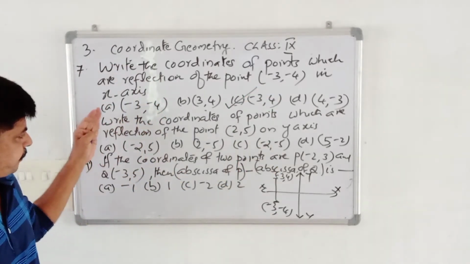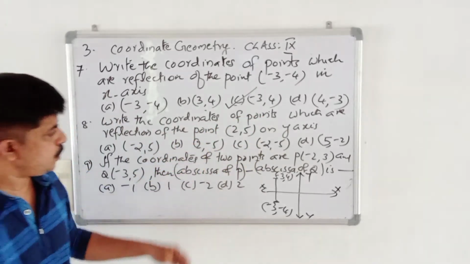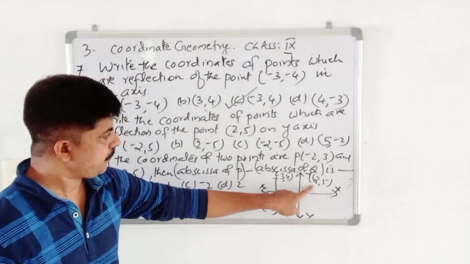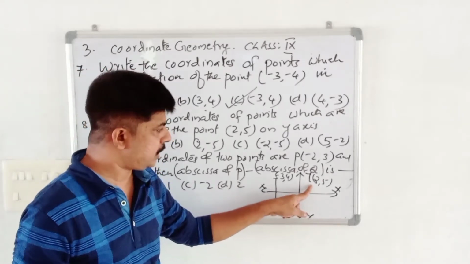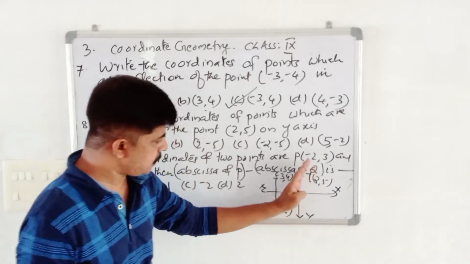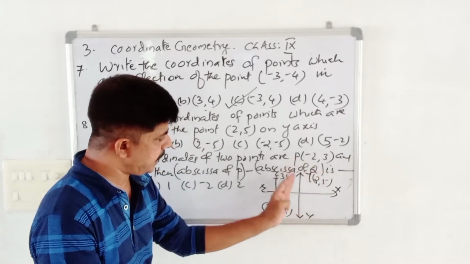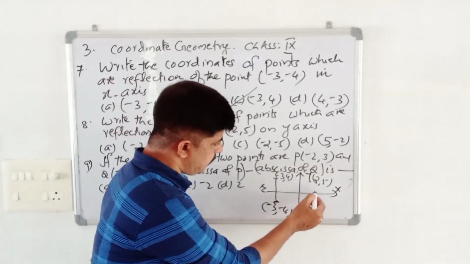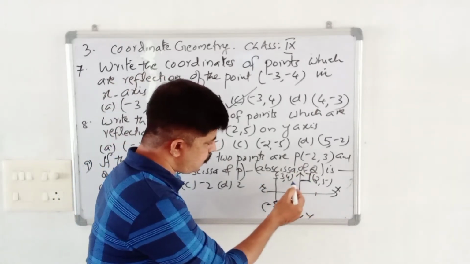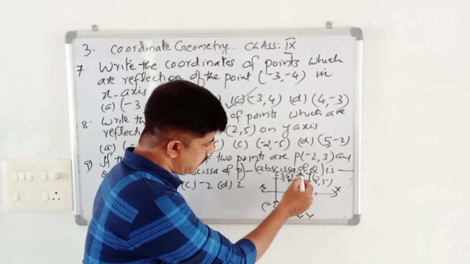Okay. Next question. Write the coordinates of the point which is the reflection of the point (2, 5) on the y-axis. We know that for the point (2, 5), both the x-coordinate and y-coordinate are positive, so it lies in the first quadrant. We have to find the reflection of this point on the y-axis. It will go to the opposite side, and the same distance has to be measured on this side. The y-axis is considered the mirror.